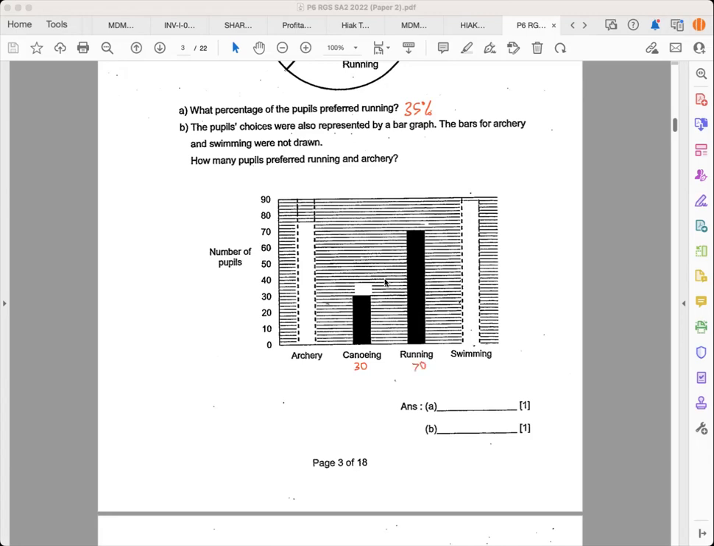Okay. Running is 35%. And there are 70 pupils from the bar chart. So I can say that 35% is equal to 70. Make sure you use the arrow. Percentage, never use equal sign. So 1% will be equivalent to 70 divided by 35. And 1% is equal to 2 pupils.